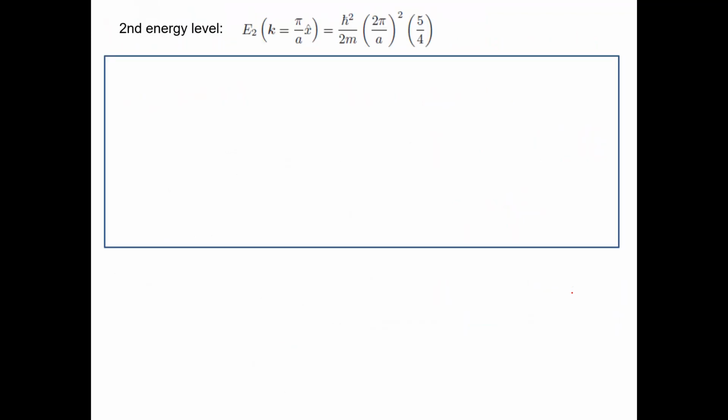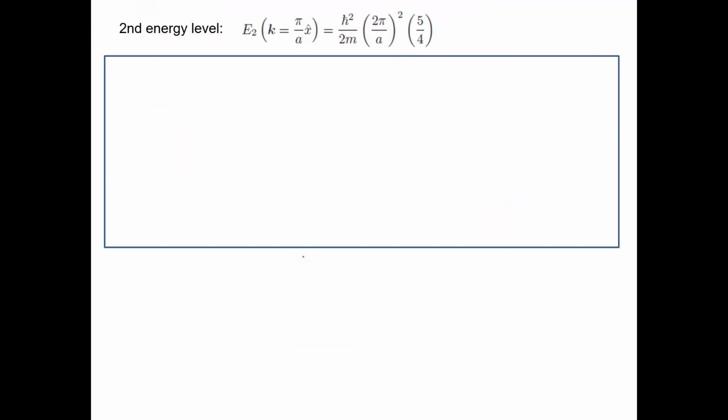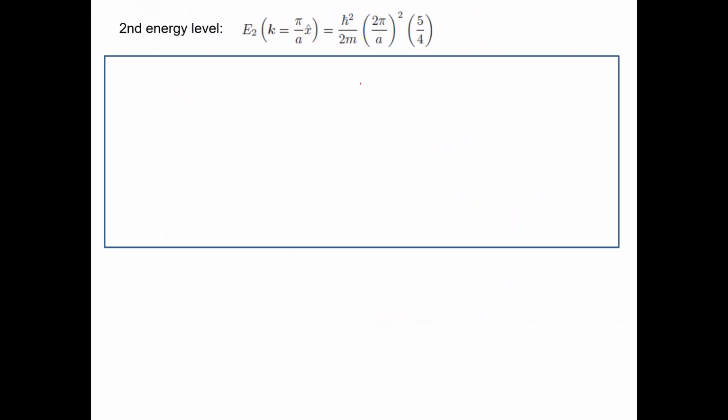And what we're going to consider today is let's discuss the degeneracies and how they are split at the second energy level at the X point, okay? All right. So now for the second lowest energy level, if we go back to this general expression, let me write that again. The general expression at the X point is this.